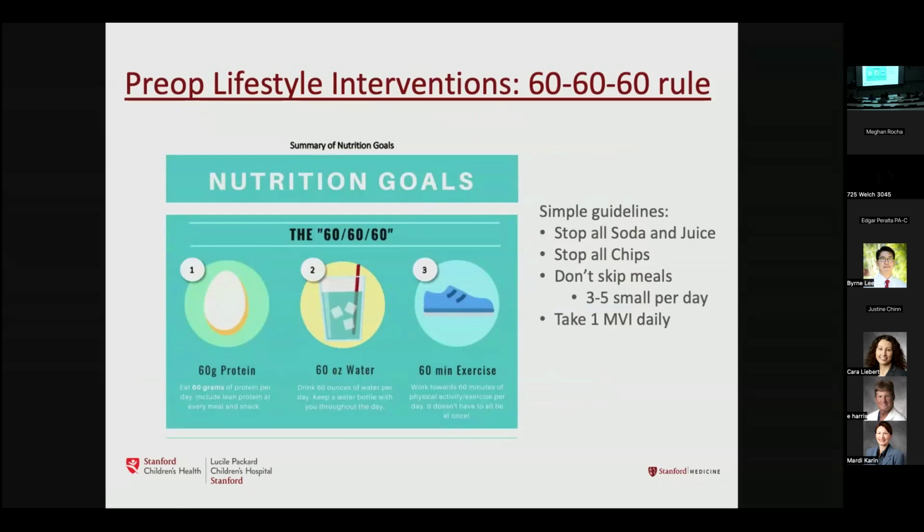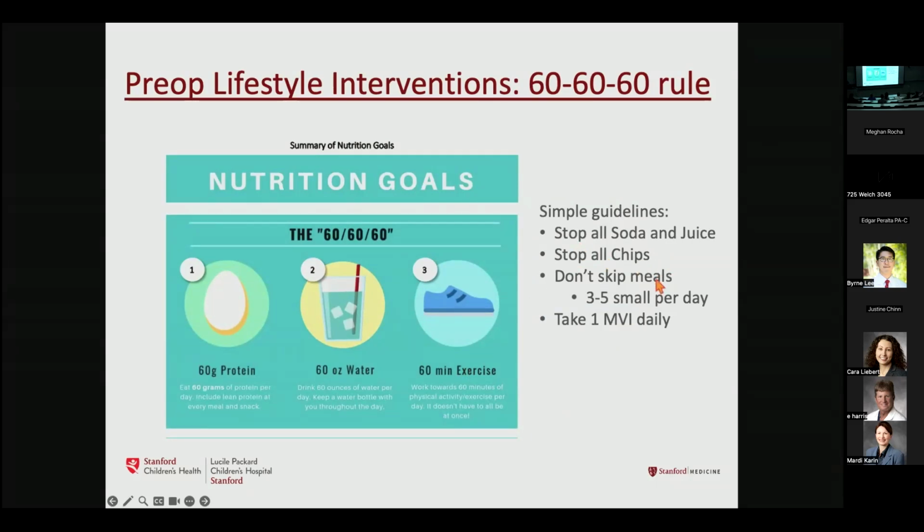And what I tell the kids is, if you increase all of them. So if you're going to exercise 90 minutes, you need 90 grams of protein and 90 ounces of water. These are the minimums, though. Some kids will need more, some will need less, and we adjust that as we go. There's nothing wrong with stopping sodas and juice and stopping chips.